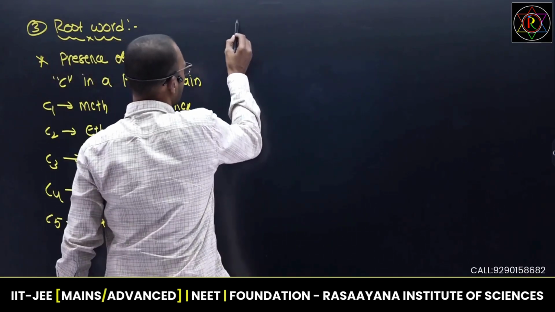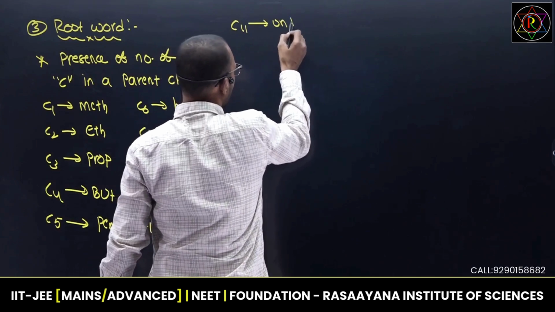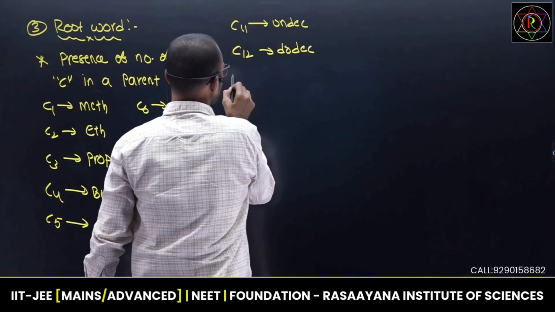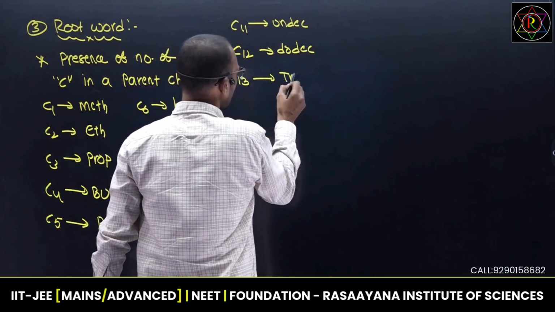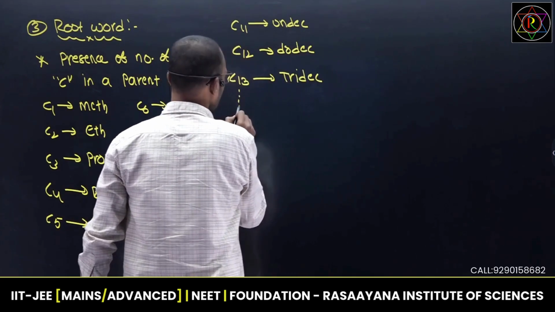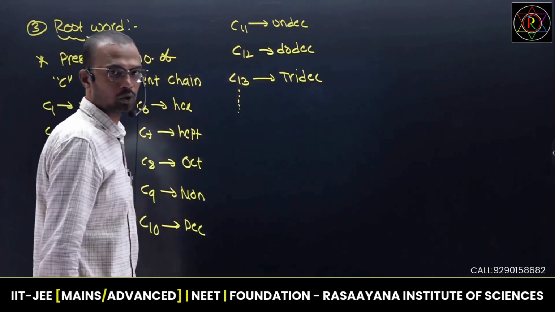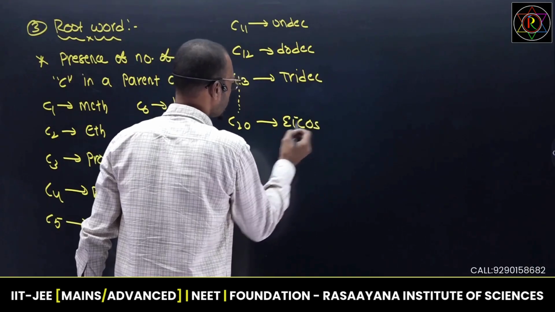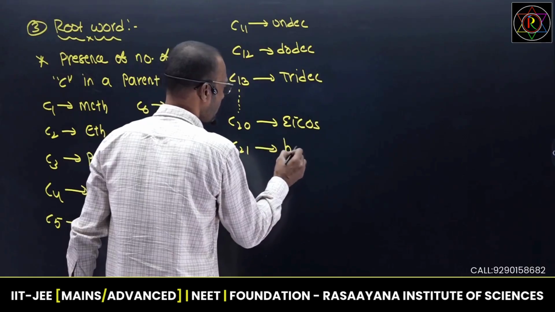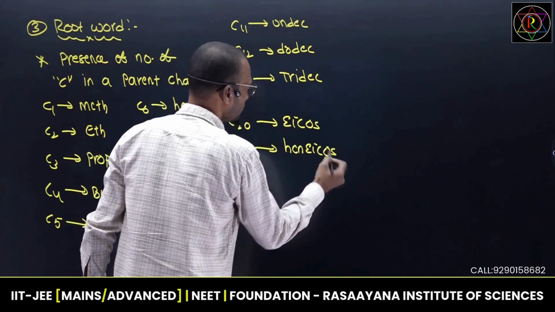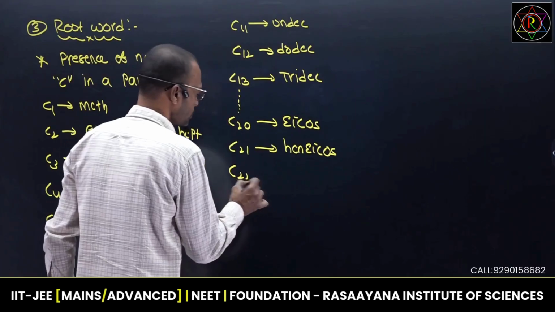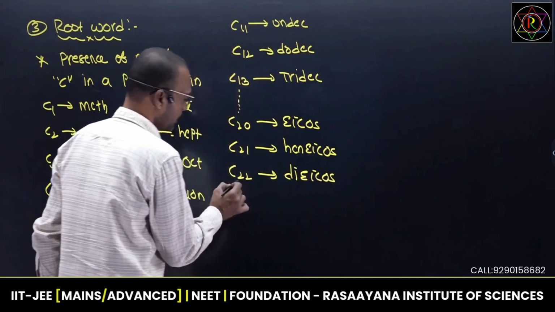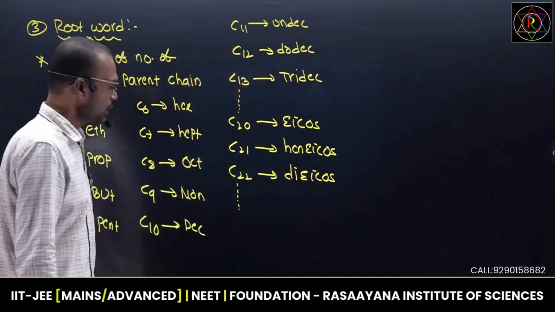If 11 carbons are present, undec. 12 carbons, dodec. 13 carbons, tridec. Like that it keeps progressing: tetradec, pentadec, hexadec, heptadec, octadec, nonadec, and if you get 20, this is eicos. C21 is heneicos. C22 is docos. Like that, trieicos, tetraeicos, pentaeicos, nonaeicos.